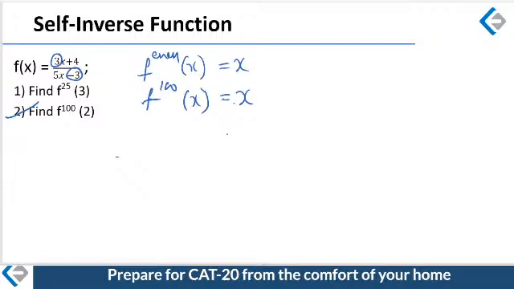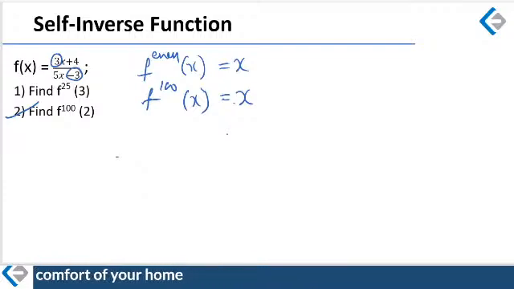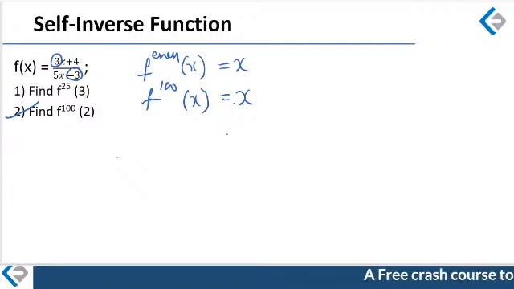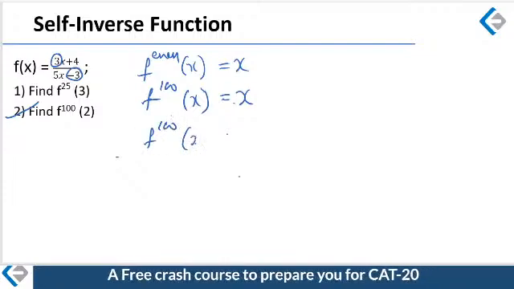Second question I'm doing, f 100 times. If you consider that function 100 times, f raised to power 100 times of x is nothing but x itself. Therefore, f100 times of 2, in place of x, I should write 2. The answer is 2 itself. That is the answer to the second question. What about the answer to the first question?